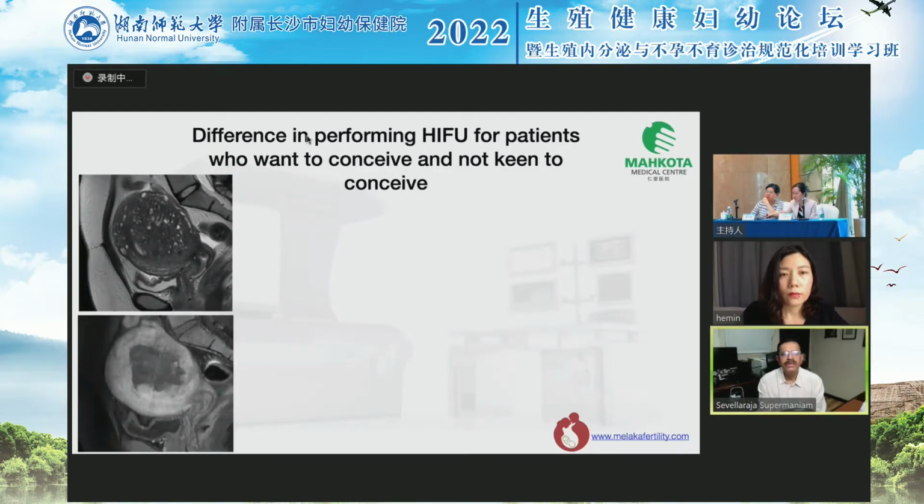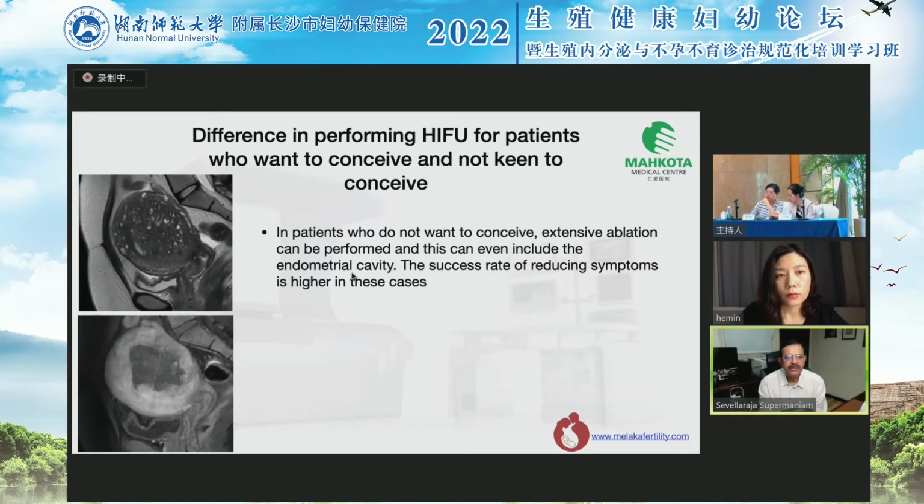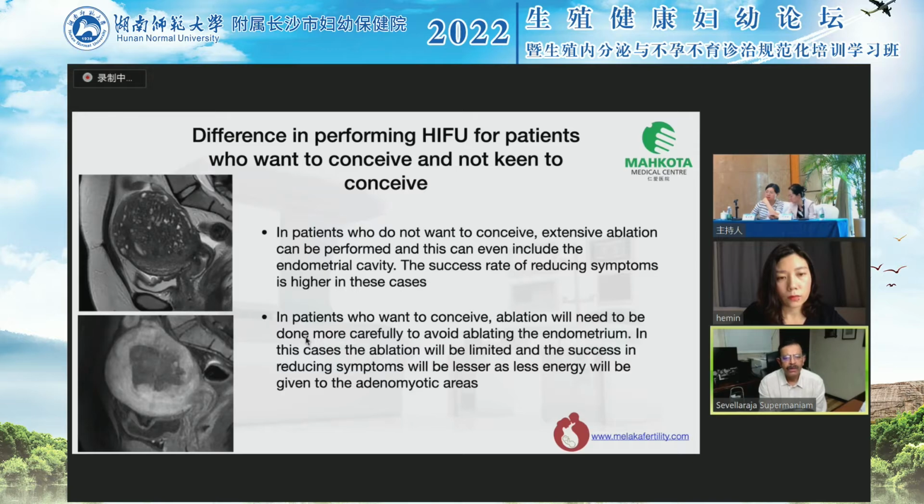Okay, what is the difference in performing HIFU for patients who want to conceive and not keen to conceive? Now, there are differences because in patients who do not want to conceive, we can do extensive ablation. And this can even include sometimes the endometrial cavity. The success rate of reducing symptoms is higher in this kind of cases. Whereas in patients who want to conceive, the ablation will need to be done more carefully to avoid ablating the endometrium. In this case, the ablation will be limited and the success in reducing symptoms will be lesser as less energy will be given to the adenomyotic areas.